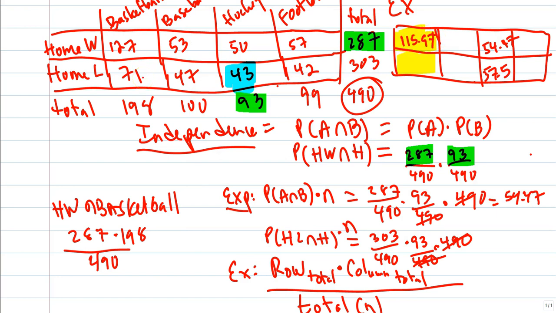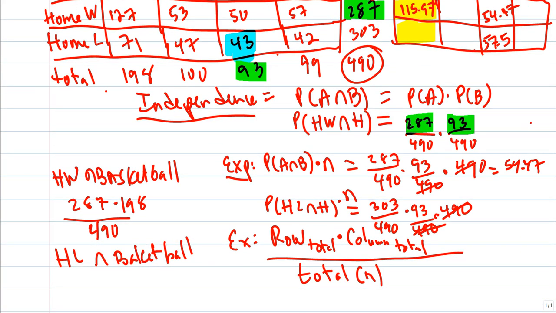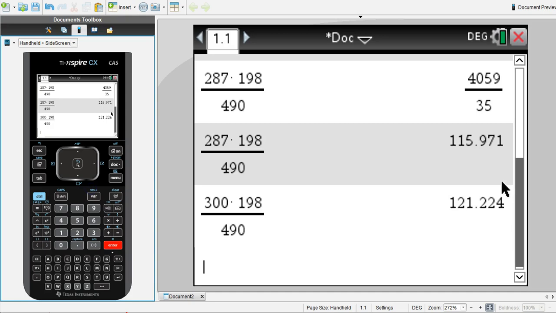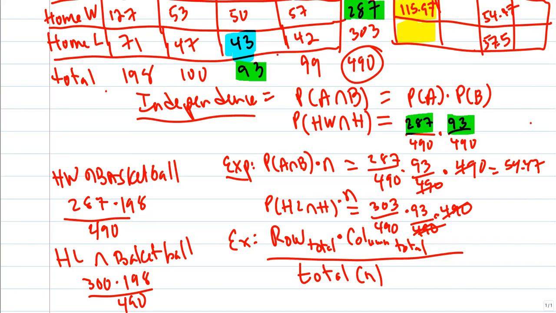And we'll do home loss and basketball. This time I'm doing home loss, so the total is 303 for the row. The column is still 198 over the total 490. So 303 times 198 over 490 is 121.22.